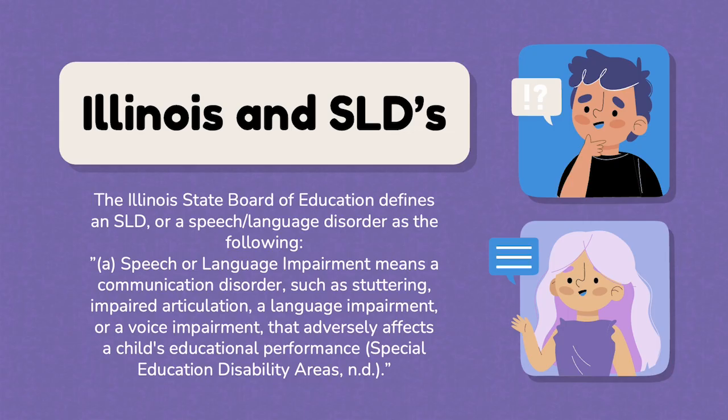First, I'm just going to give a definition of what a speech-language disorder, or an SLD, is. The Illinois State Board of Education defines an SLD by stating that it is a communication disorder such as stuttering, impaired articulation, a language impairment, or a voice impairment that adversely affects the child's educational performance.